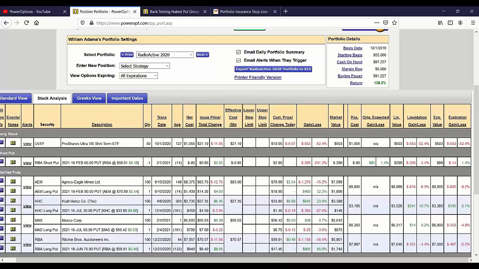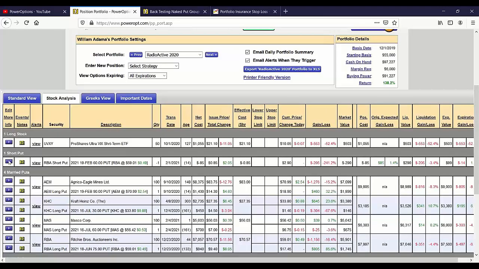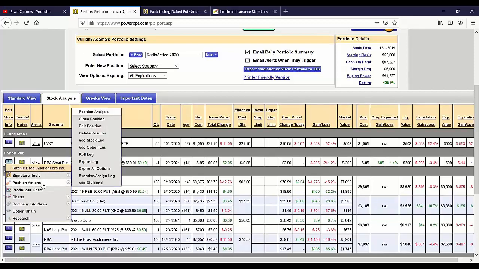As you're tracking any position in the portfolio, you'll be able to, excuse me, folks, use the more information button here, go to position actions where we can close, roll, or edit the position. But I want to go to position analysis.